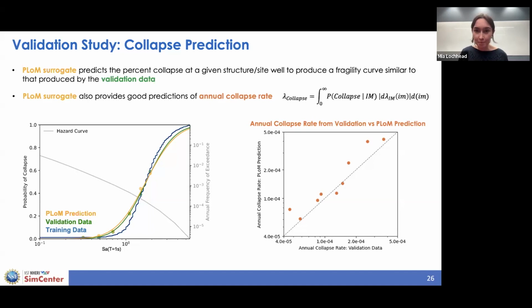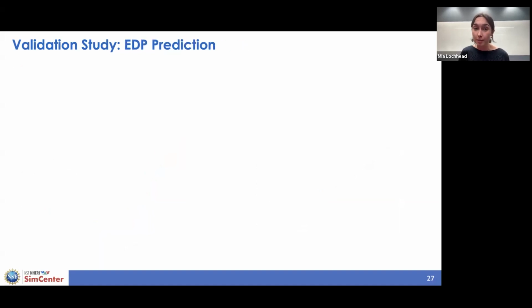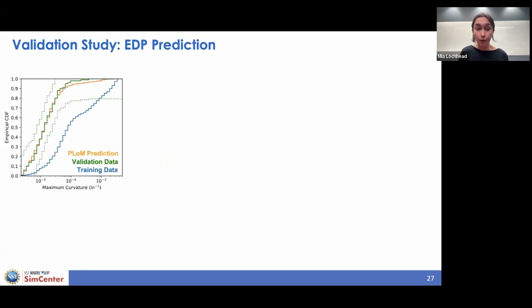And so what this means is that we're overall seeing good performance of the PLoM model in this case. When we move to engineering demand parameter prediction, it gets a bit more complicated because instead of a single output, we have 6 different outputs. And so here we can look at, again, this plot is somewhat similar to the one I showed before, with our yellow data being our PLoM prediction, the green being the validation data or our sort of ground truth, and the blue being our training data.